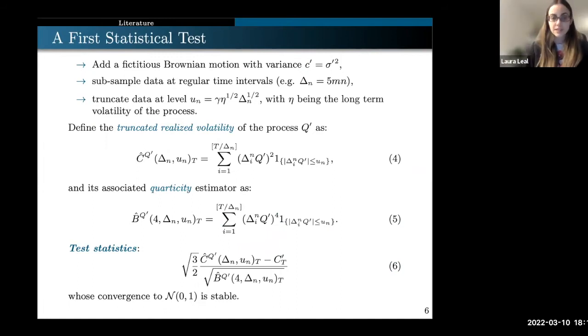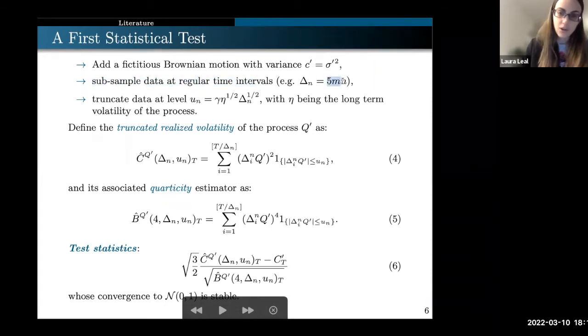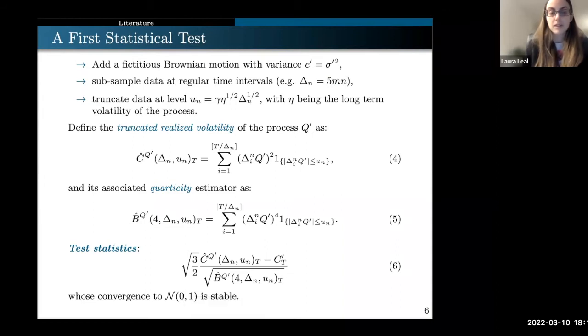So as a first statistical test, we add a fictitious Brownian motion to the process. And in this case, we're subsampling the data at regular time intervals. The case I'm going to show is 5 minutes, but the results are the same for 1 minute, 10 minutes. If you make it larger, let's say 1 hour, the statistical tests become shaky because you don't have that much data. But for smaller increments, you're good to go.